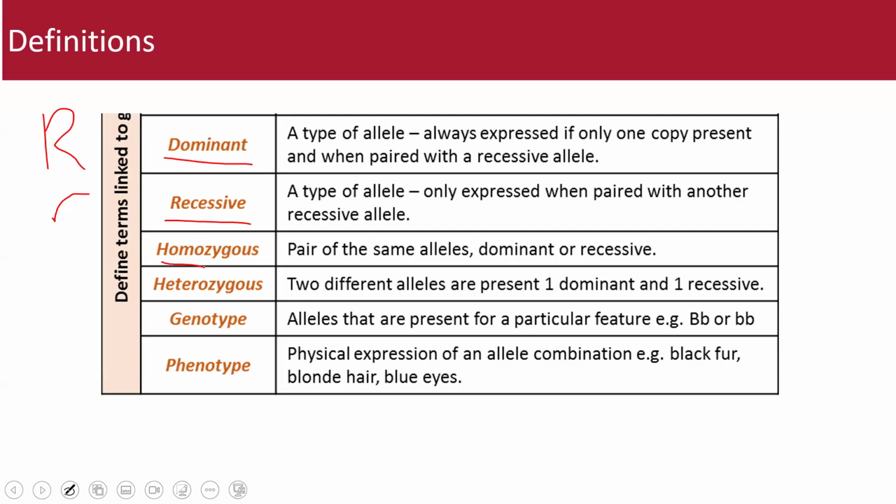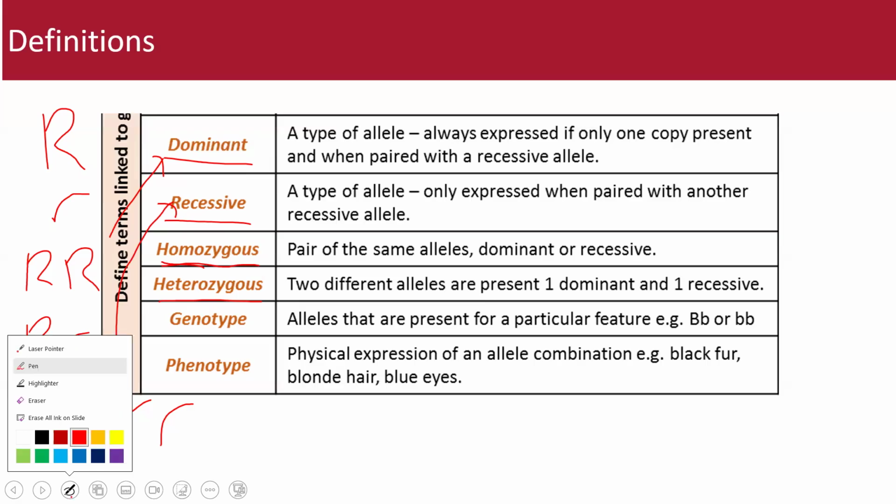Homozygous. Homo means two of the same. So if I've got big R and big R, that is homozygous dominant. Heterozygous is where you've got two different ones, big R and little r. Going back to homozygous, if I've got little r and little r, that is homozygous recessive. Again, remember your wording that goes with this.